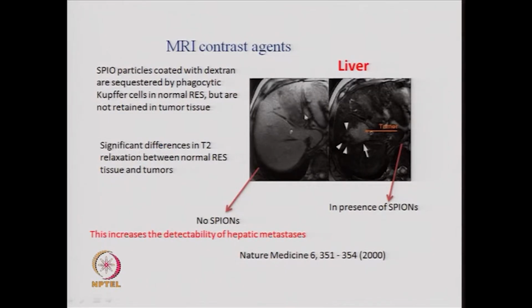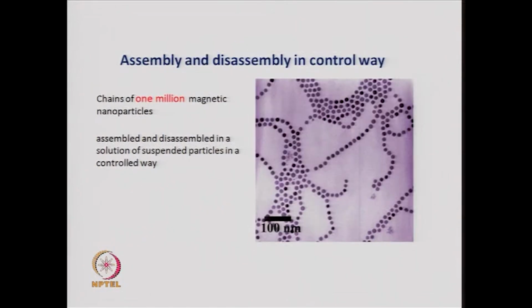So, the contrast is much better and the tumor cell is seen easily. In this case, the tumor cell is not seen. So, the detectability of the tumor, which here we call hepatic metastasis, is much better, and you can easily observe this kind of changes in the organs when you add the MRI contrast agents.